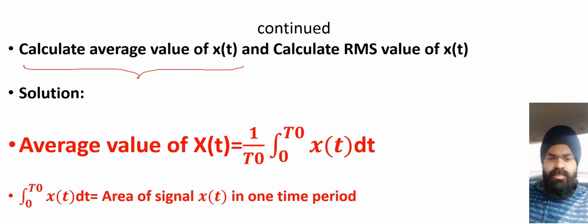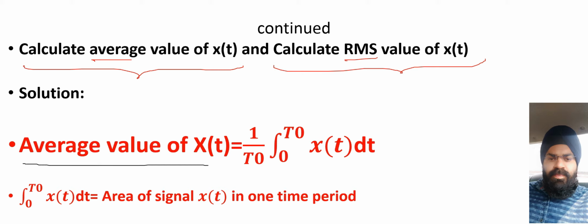Calculate the average value of x(t) and calculate the RMS value of x(t). So first we have to calculate its average value, and then we have to calculate its RMS value. For the average value of x(t), we have to remember the formula.